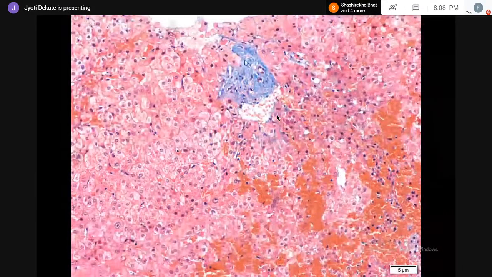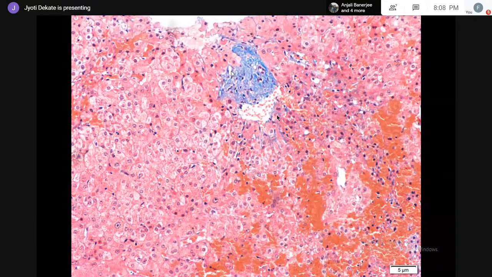Another portal area of the same case where we can see that the portal vein here, the caliber is reduced, and there are these megasinusoids in the periportal area. The areas of congestion are accentuated distant from the portal area, that is more pronounced in the zone 3 and zone 2 areas.